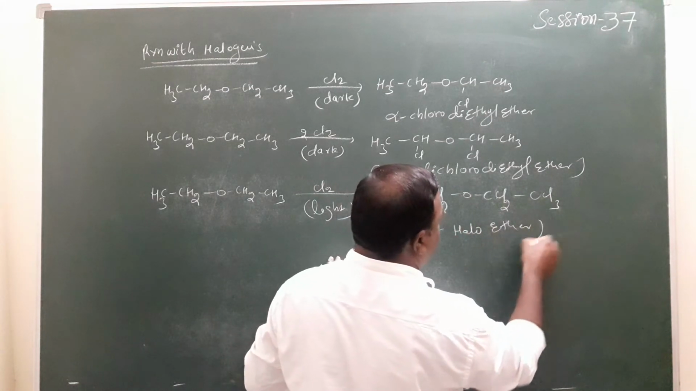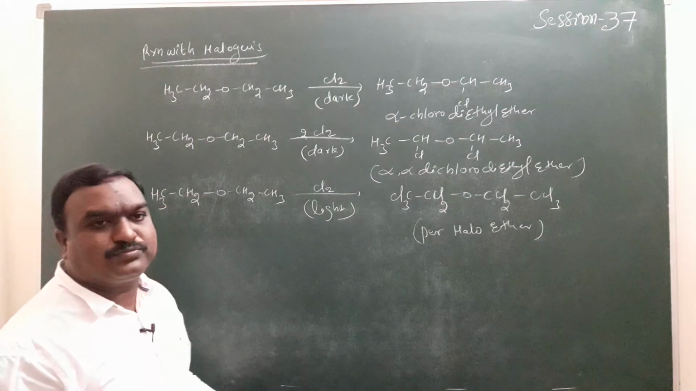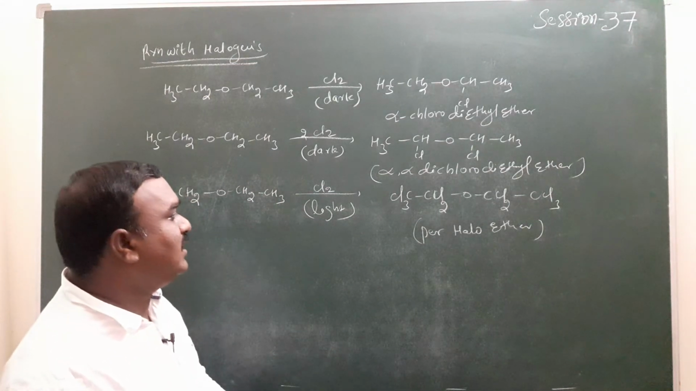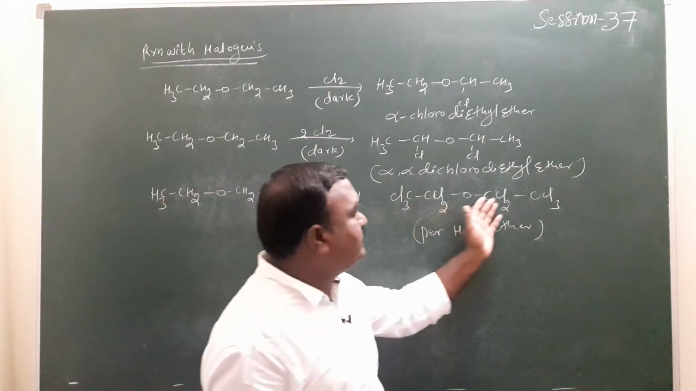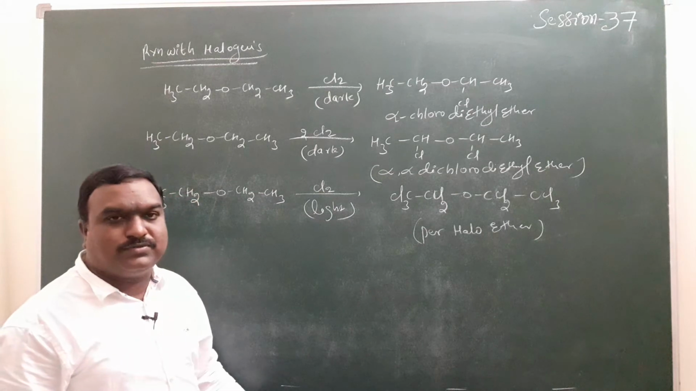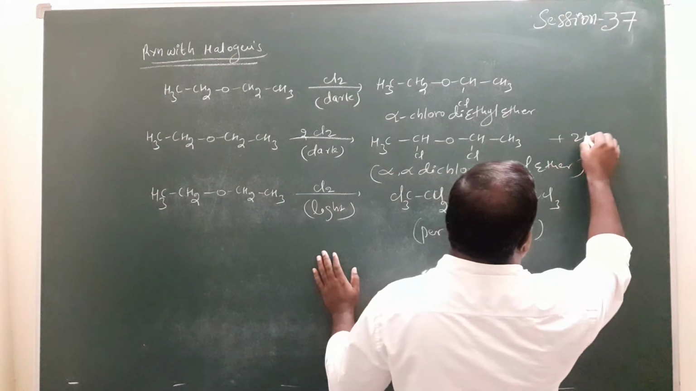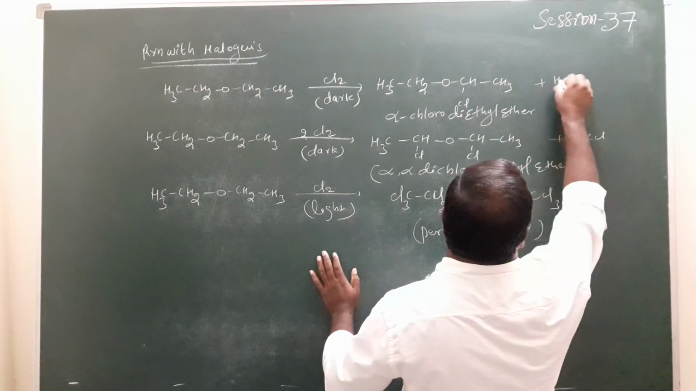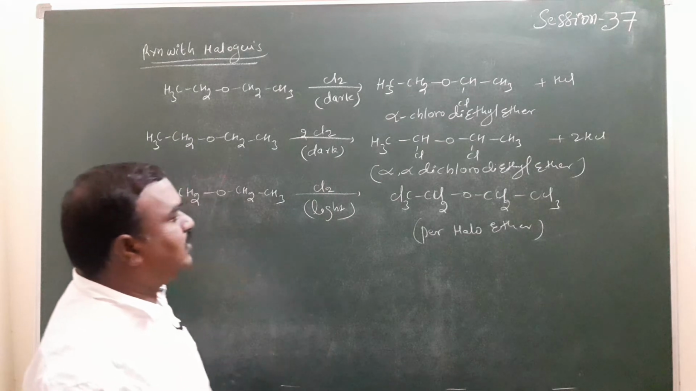Perhaloether, or perhalodiethyl ether. How many moles do we require here? 3 plus 2 is 5, and 5 means 10 moles of chlorine here. Here 2 moles of HCl are formed as byproduct. Here 1 mole of HCl is formed. Here 10 moles of HCl are formed as byproduct.